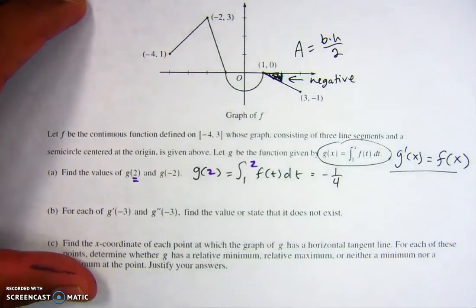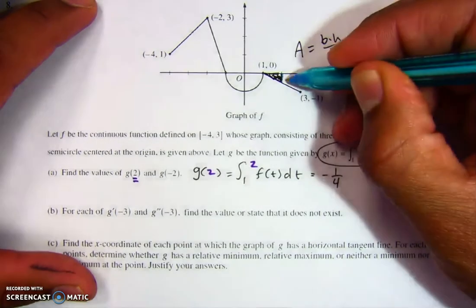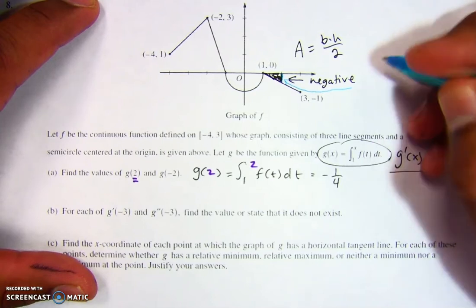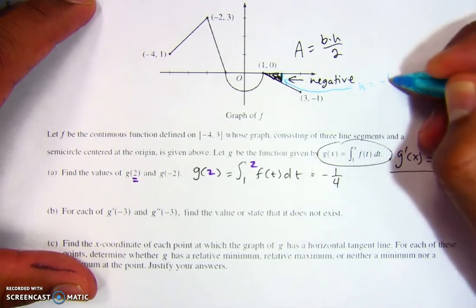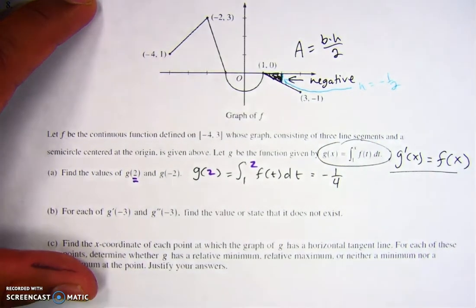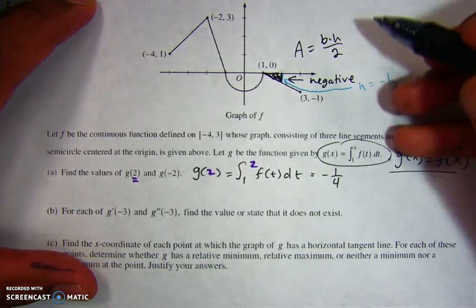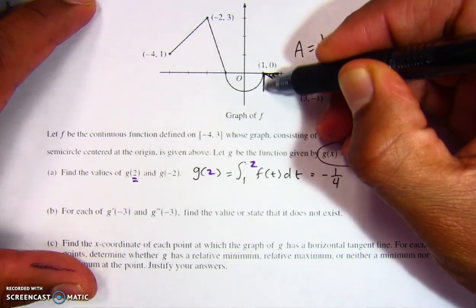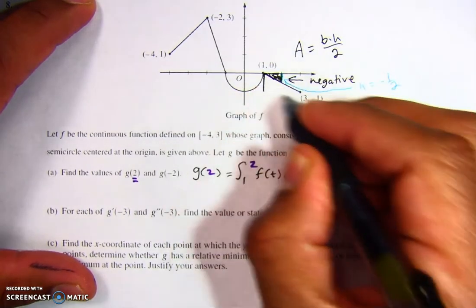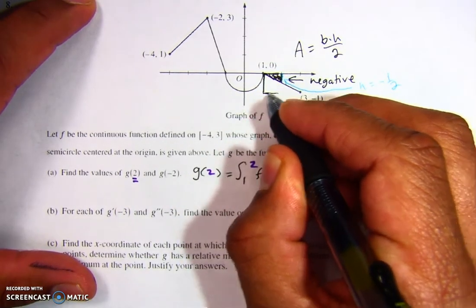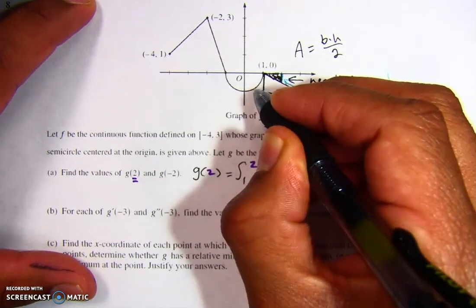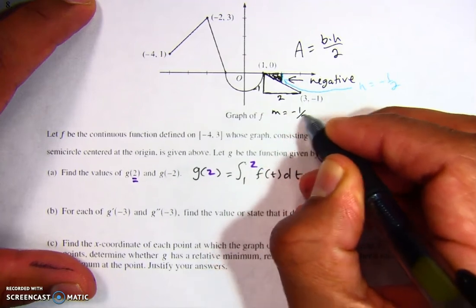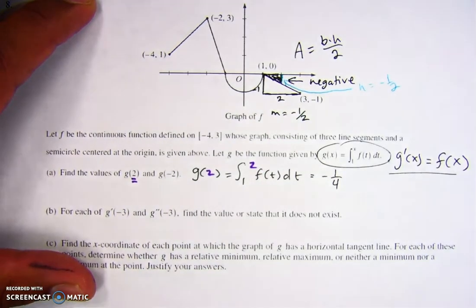how do I know that that height came out to a height of negative 1/2? Well, if you use the slope of down 1 and to the right 2, so down 1 to the right 2, we have a slope of negative 1/2.